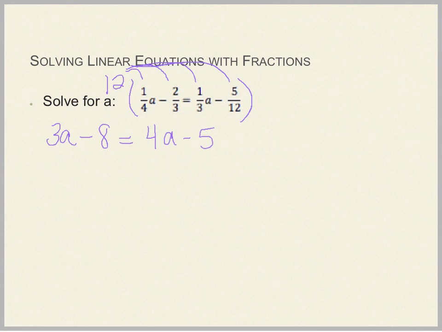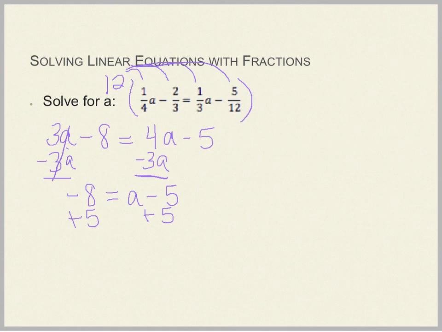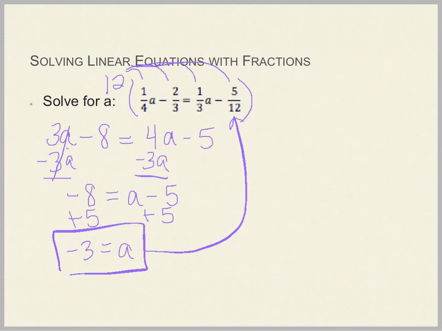I'm going to, again, look to combine like terms. So I'm going to subtract 3a from both sides. This leaves me with a negative 8 equals a minus 5. And now I'm going to add 5 to both sides, getting a equals a negative 3. Again, I can plug that back into my original equation to find out if that is the correct answer. And when I do that, I do find that a equals a negative 3.